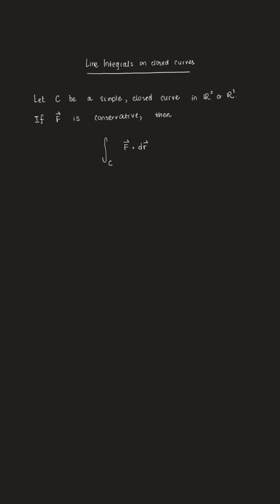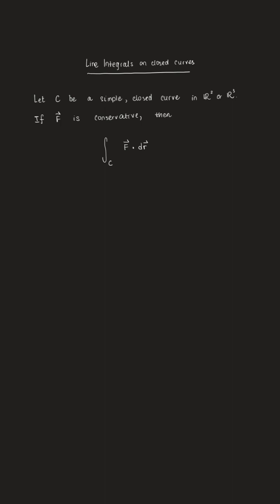Okay, one more really wonderful thing about conservative vector fields is how they act on curves that are closed. So let's suppose that C is a simple curve, which means that it does not self-intersect, and it's closed, which means that it starts and ends at the same point, and we're either in R2 or R3. And our vector field is conservative. A reminder that a conservative vector field means that it is the gradient of a potential function.